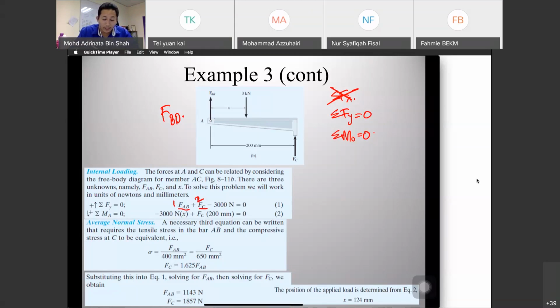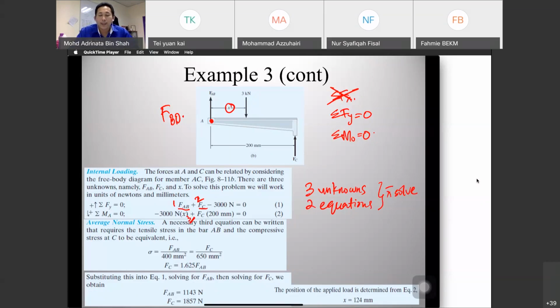And moment at A, so moment taken at A, and we don't even know this one. So this is 3 unknown. So you have 3 unknowns with 2 equations. You cannot solve. Okay, so you need another equation.